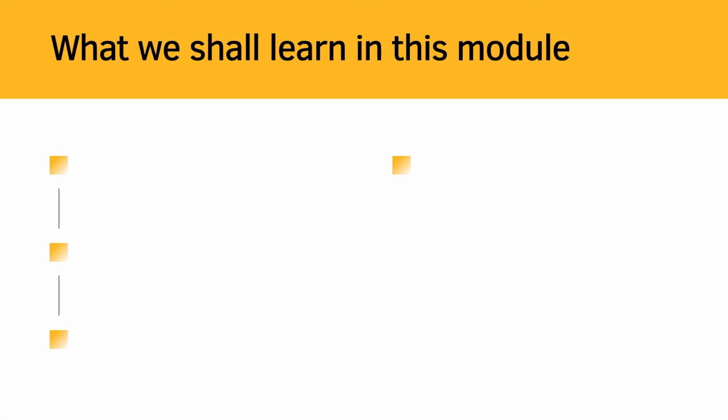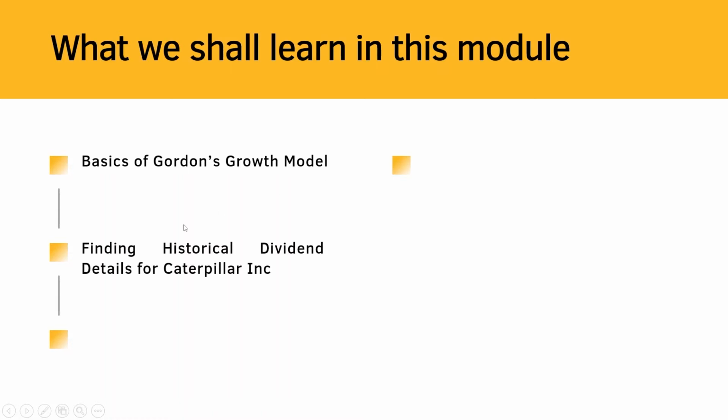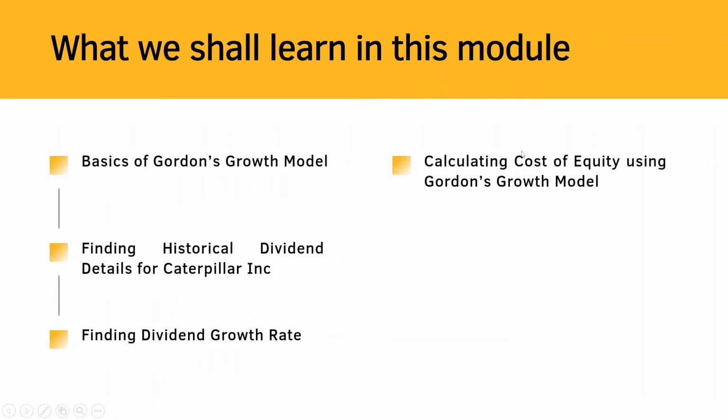In this module, we shall learn firstly about the basics of Gordon's growth model. After that, we shall try to find out the historical dividend details for Caterpillar Incorporation. After that, we shall find the dividend growth rate for Caterpillar Incorporation using the previous 10 years data of dividend. And lastly, we shall calculate our cost of equity using Gordon's growth model.